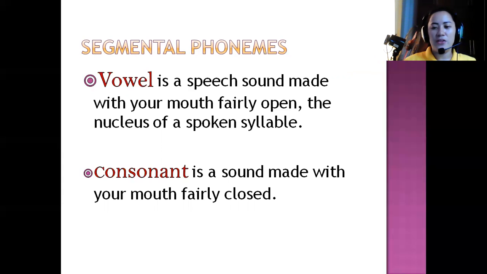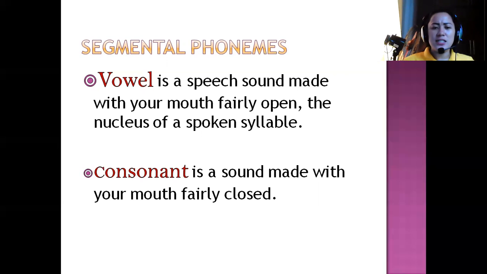When you say vowel, there is no obstruction of air when you produce it. A vowel is a speech sound made with your mouth fairly open, the nucleus of a spoken syllable. Why is it called the nucleus? Because you can rarely see a word without a vowel. There are a few, but for example, the word rhythm, even if there are no vowel letters in that word, there are still vowel sounds. You will know later.